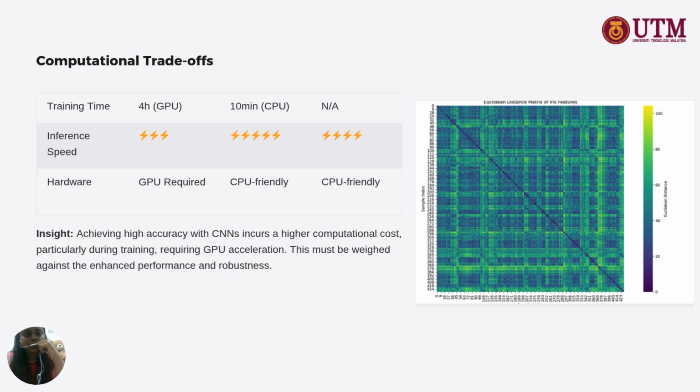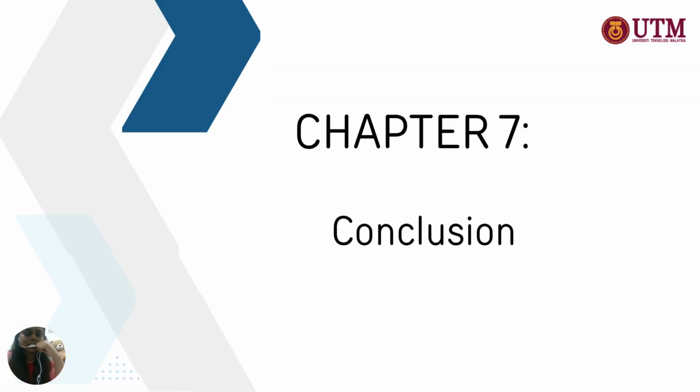The computation trade-off is training hours: 4 hours on GPU, 10 minutes on CPU. So we consider that a GPU is required, while inference is CPU friendly.